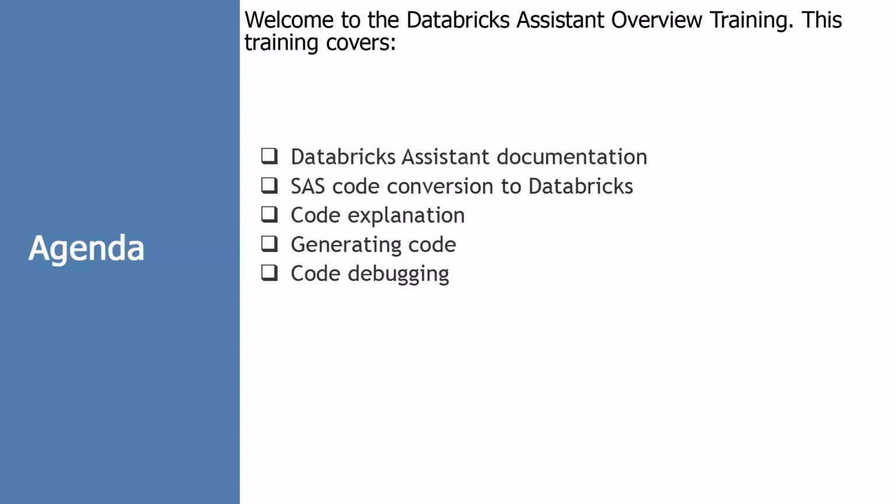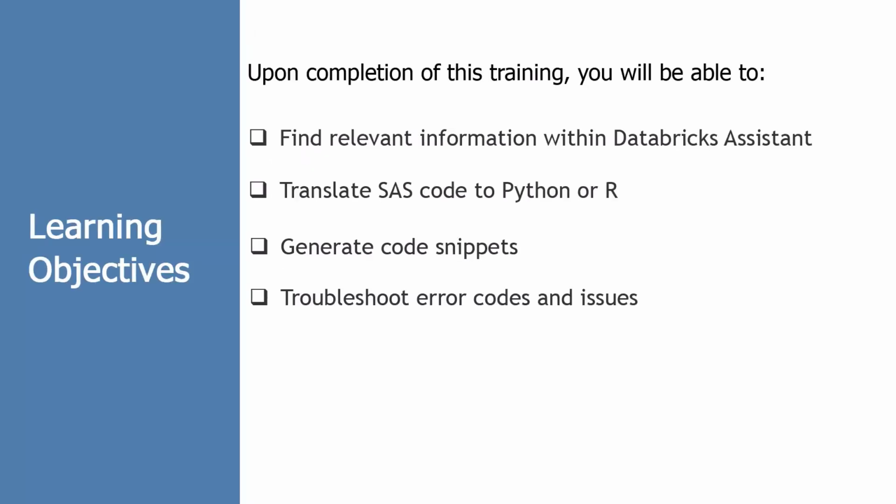Welcome to the Databricks Assistant Overview Training. This training covers Databricks Assistant documentation, SAS code conversion to Databricks, code explanation, generating code, and code debugging. Upon completion of this training, you will be able to find relevant information within Databricks Assistant, translate SAS code to Python or R, generate code snippets, and troubleshoot error codes and issues.